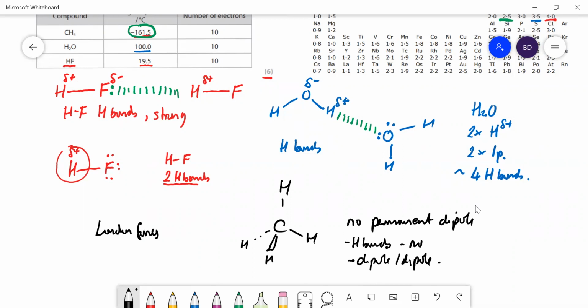And that, of course, is the attraction between a temporary dipole on one molecule and an induced dipole on the neighboring molecule. London forces are the weakest kind of intermolecular force, and so that is why you have a low boiling point for methane.